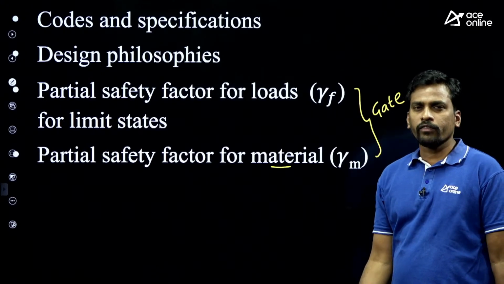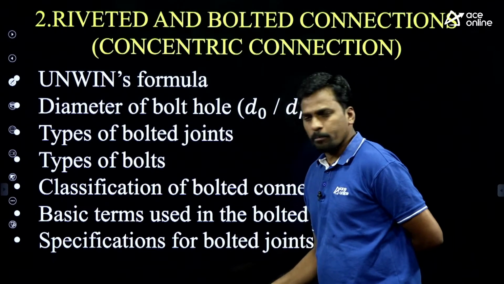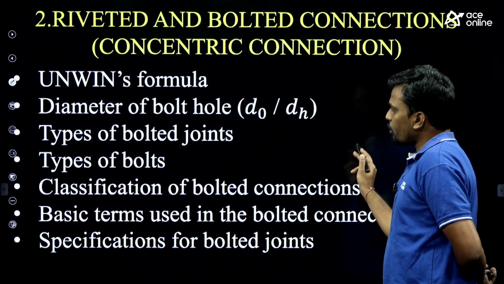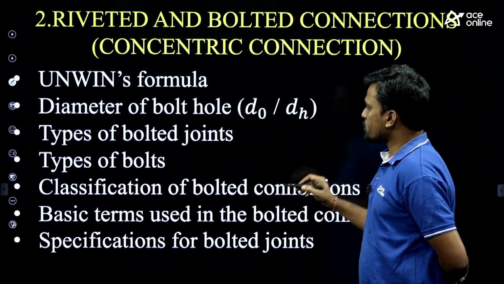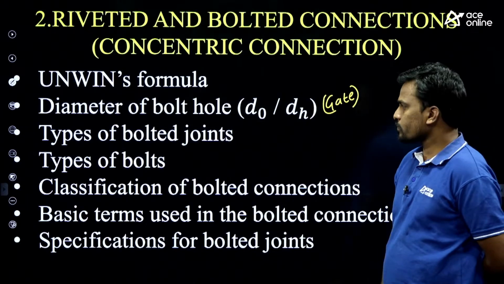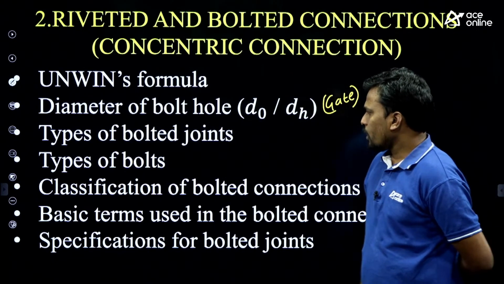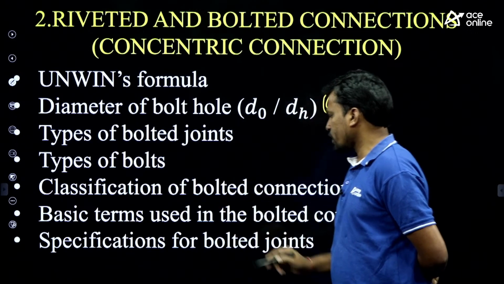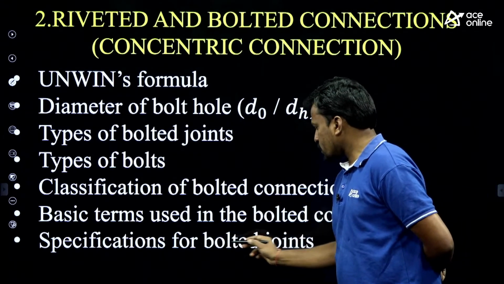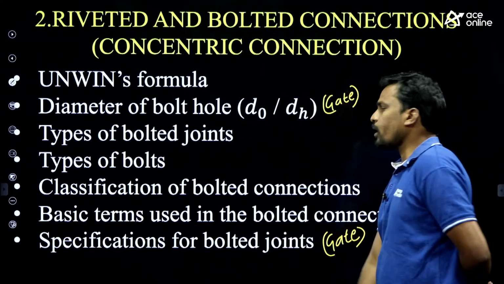Next, second chapter, riveted and bolted connection. Here all the topics are important, these are very important topics for IES people. For GATE particularly I'll mention here. So for GATE people, just revise diameter of bolt hole, because without knowing these codal provisions, you can't solve the numerical questions. Types of bolted joint, classification, and basic terms used in bolted connection are required for IES people. And students, specifications for bolted joint is required for GATE people also.